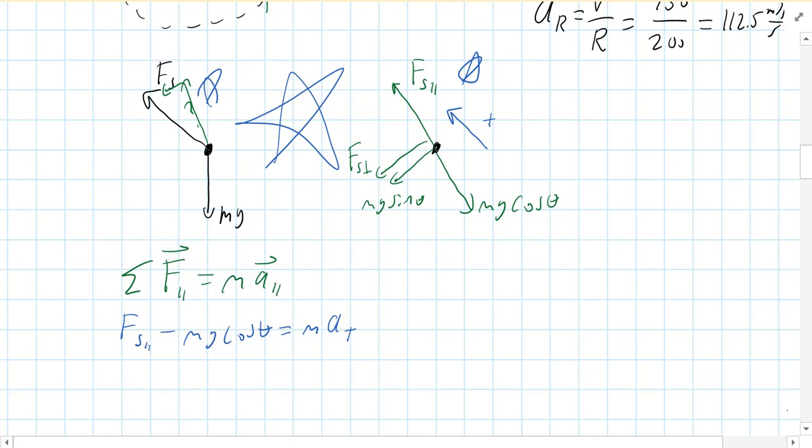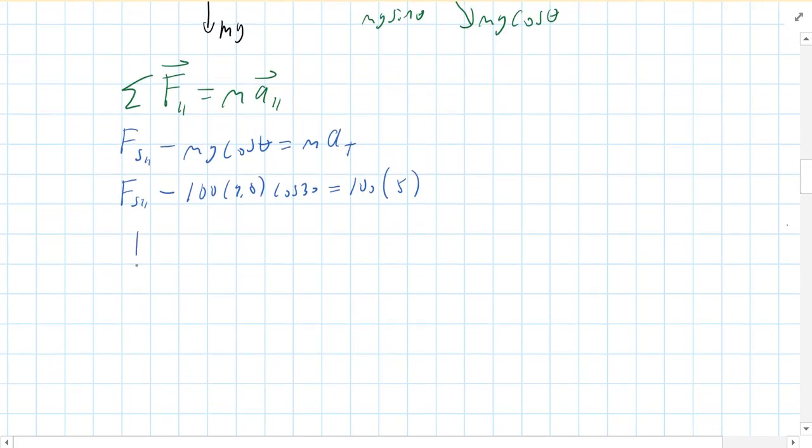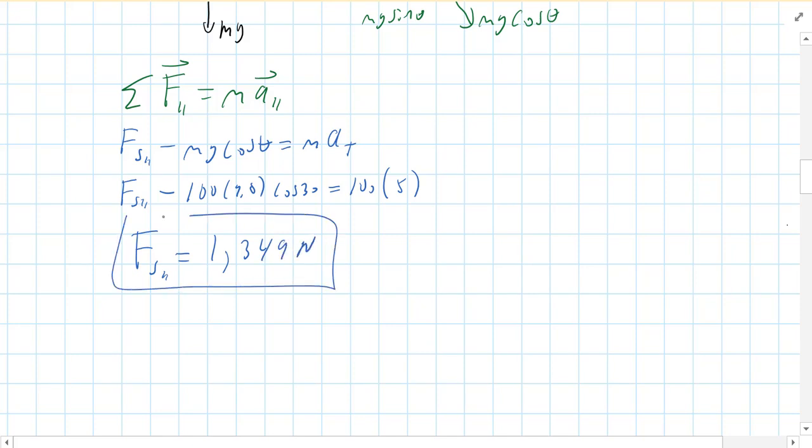All right, so I got F seat parallel, which is one of the things I'm trying to figure out, minus mg cosine theta, so we'll plug those in. mg is 9.8, cosine 30 equals m, which is 100 times 5, and you end up with a force of the seat in the parallel direction to our motion is, if I plug in my calculator right, I got 1,349 newtons, okay? Which is a little more than her weight. Her weight would be about 980 newtons, so this is about 1.5 times that, give or take.